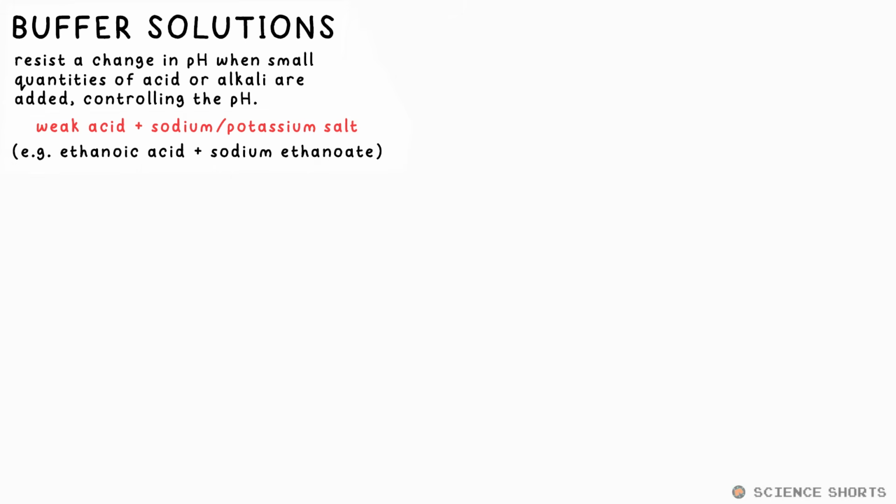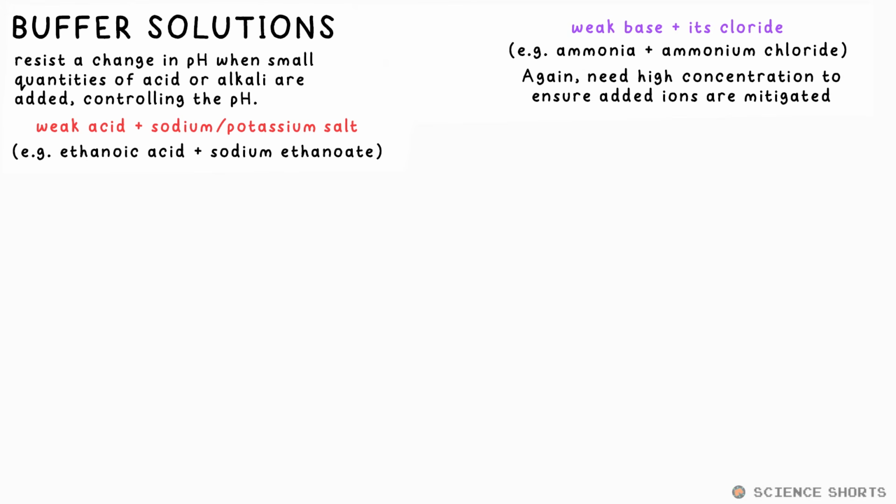They're made by combining a weak acid with its sodium or potassium salt, for example ethanoic acid and sodium ethanoate if you want a pH less than 7, or a weak base and its chloride if you want an alkaline or basic buffer. Say we use ammonia and ammonium chloride.